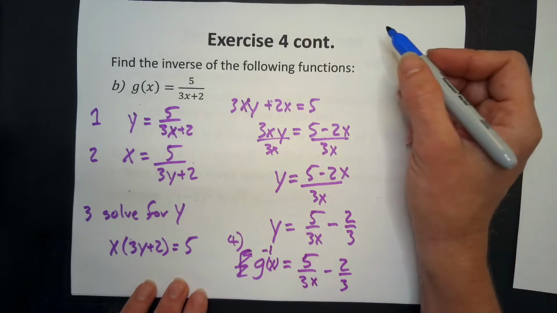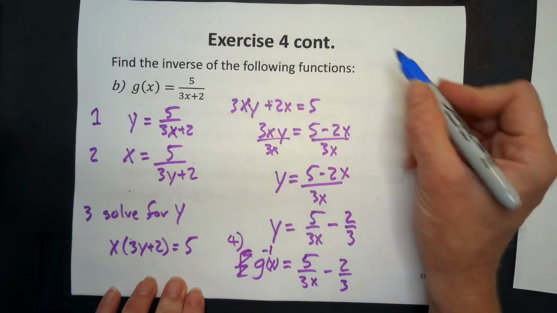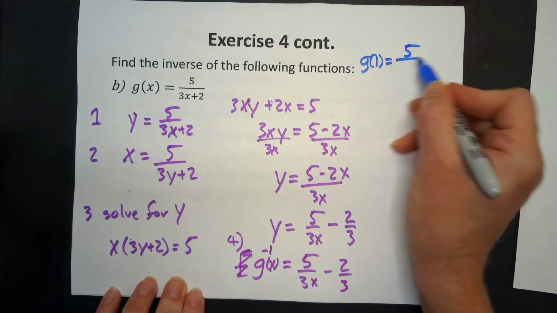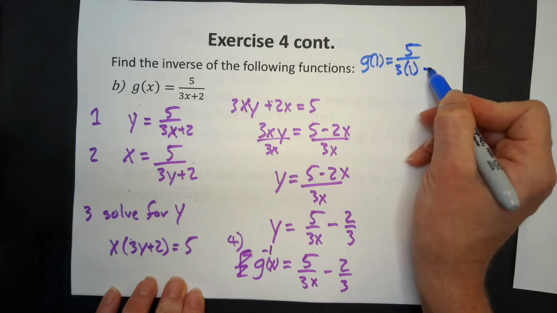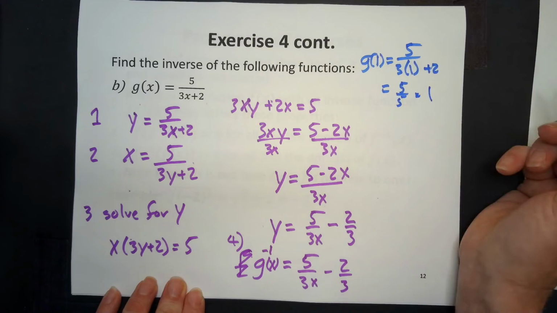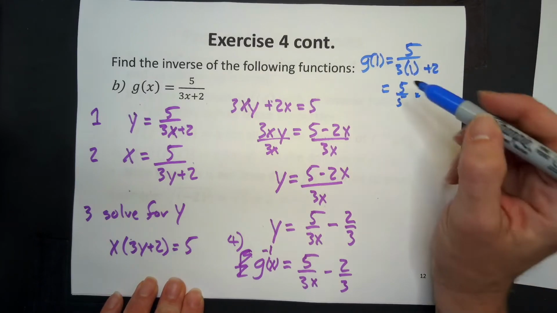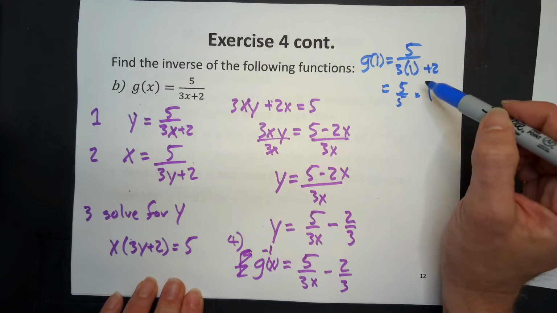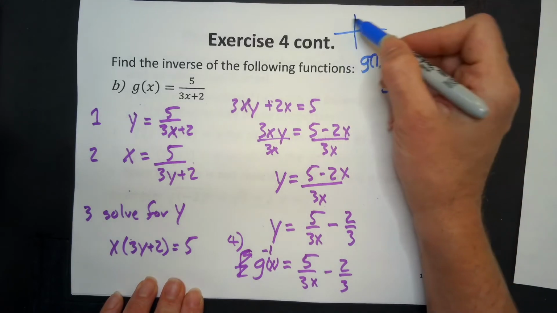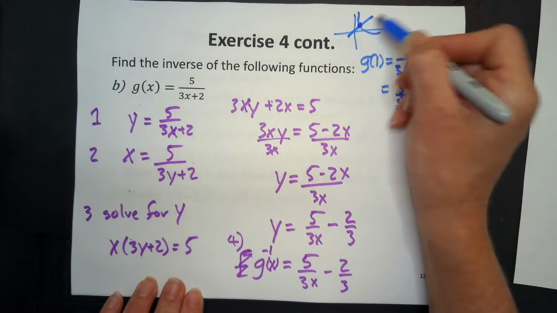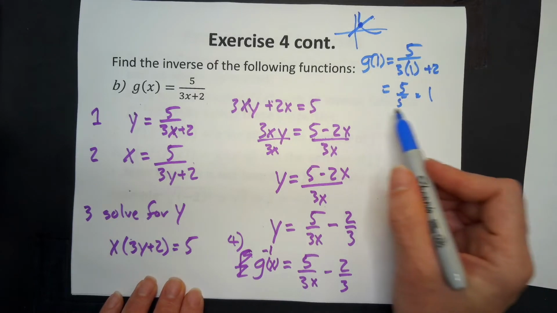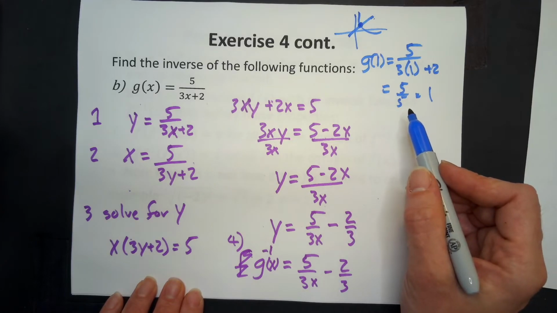Trying to think of a nice number to plug in. 1 would probably be nice, so I'm going to say g of 1 would give me 5 over 3 times 1 plus 2, which would give you 5 over 5, which is 1. So actually, that's not a really good number, because if you plug that in, essentially all you're going to get is this already lies on the line. Wherever this graph is, this actually has the point (1, 1) on it. So that's not super helpful. So that's not a nice number.